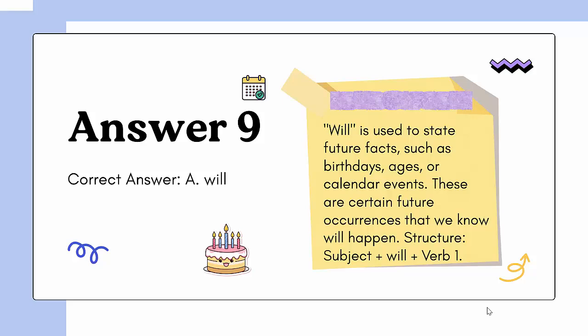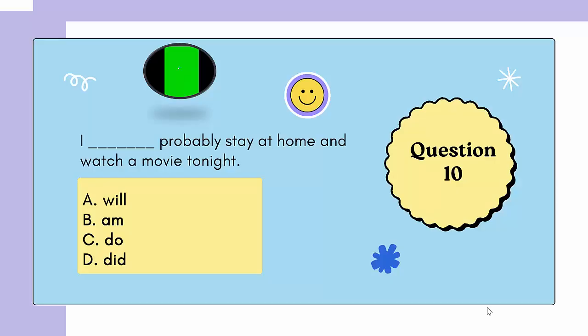The last question, question number 10. I blank probably stay at home and watch a movie tonight. A. Will. B. Am. C. Do. D. Did.